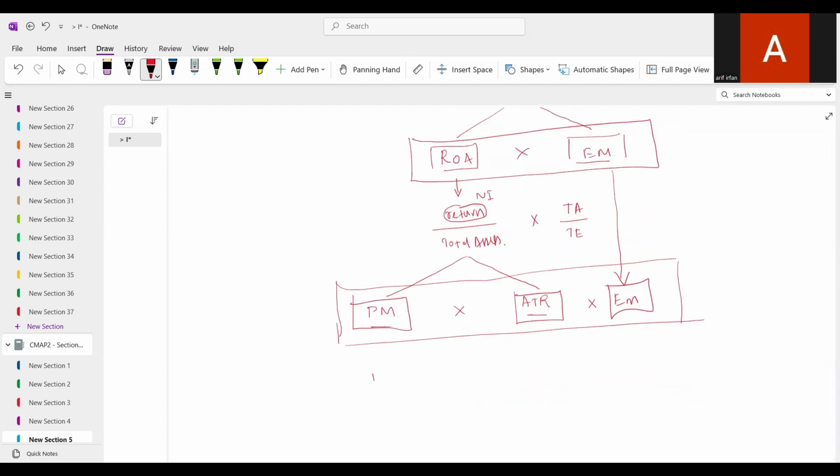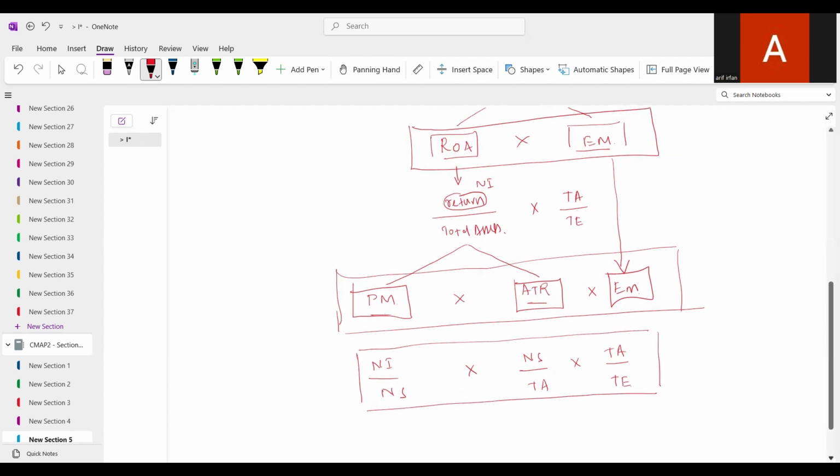So profit margin is net income by net sales. Asset turnover ratio is nothing but net sales by total assets. And the equity multiplier is total assets by total equity. So this is what the DuPont analysis concept is.